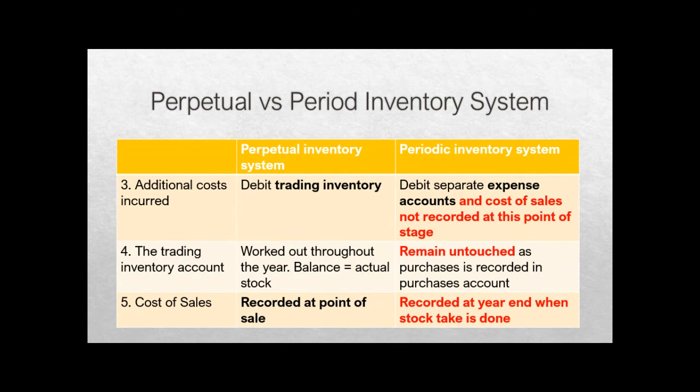And that is where we get to cost of sales. Cost of sales for the perpetual inventory system, we record it when we do the physical sale. So that's what point of sale means. Whereas under the periodic one, we record it at year end when the stock take is done.